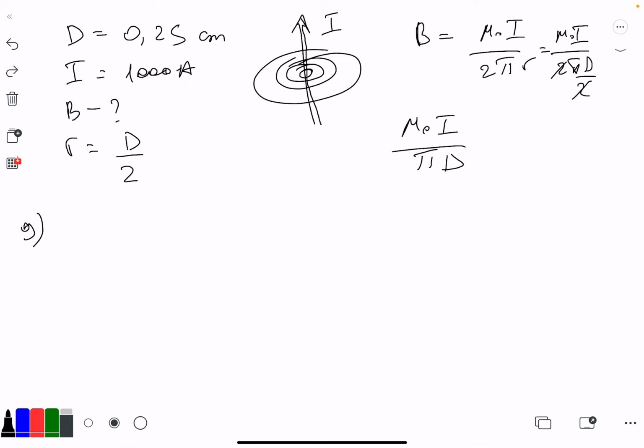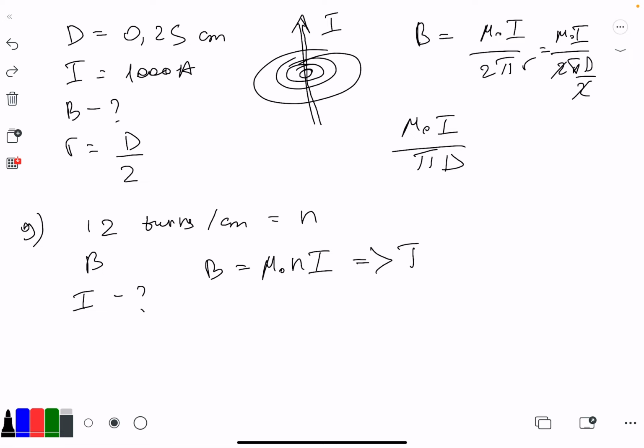Problem number 10 or 9, I don't remember. So it has 12 turns per centimeter, or I don't remember, but this is basically the N. Okay, then we have magnetic field given. We have to find a current. For the solenoid, you always should keep in mind that the formula will be B is equal to mu naught N current. Now N is that one, and mu naught is 4 pi times 10 to the power of minus 7. N is 12 turns per centimeter. Again, it has to be converted into SI units, turns per meter it should be, okay? And you can find the current where B is equal to mu naught N I, okay?